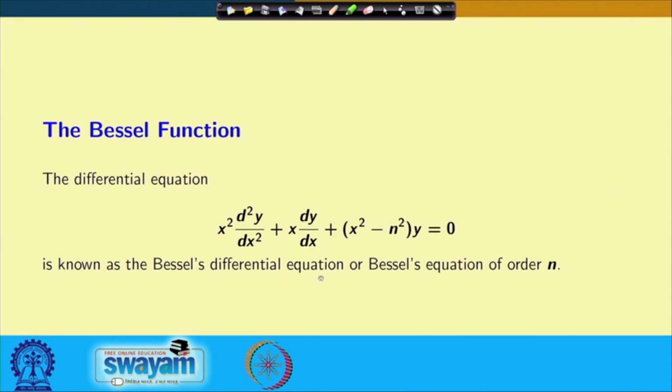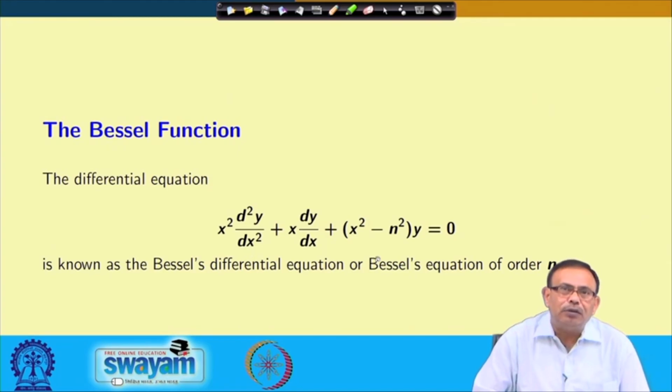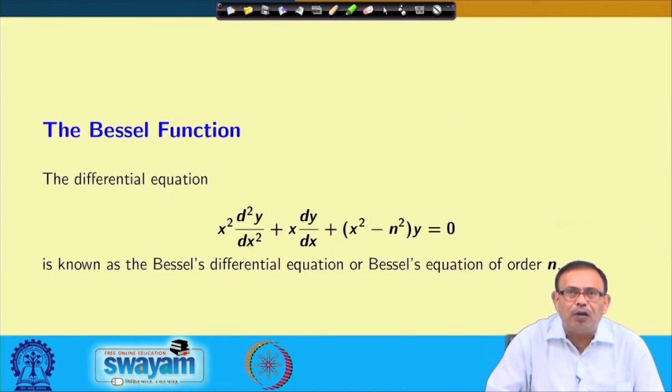The Bessel function we define this way: the differential equation x square d2y/dx square plus x dy/dx plus (x square minus n square) into y equals 0 is known as the Bessel differential equation, or Bessel equation of order n. Please note that whenever any equation comes in this format, x square d2y/dx square plus x dy/dx plus (x square minus n square) of y equals 0, it is known as the Bessel differential equation or Bessel equation of order n.